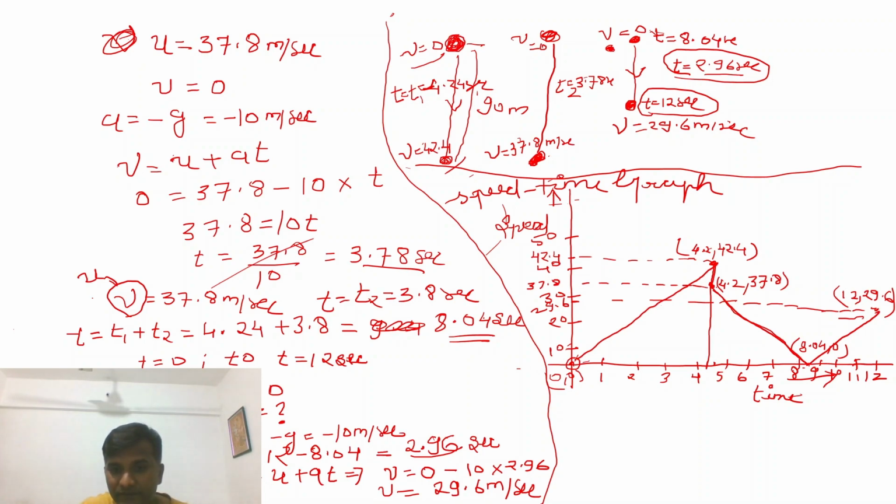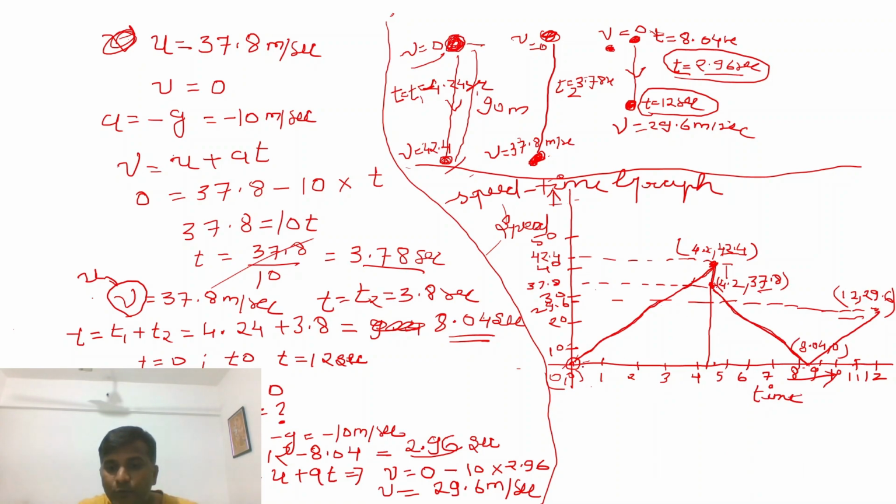What does the graph look like? Let's narrate the story now. From 0, it started, it fell down, so the speed will increase because of acceleration due to gravity. The ball will be pulled downward, the velocity will go on increasing, and the velocity will be 42.4 just before touching the ground. When it bounces, the velocity is reduced to 37.8 meter per second.